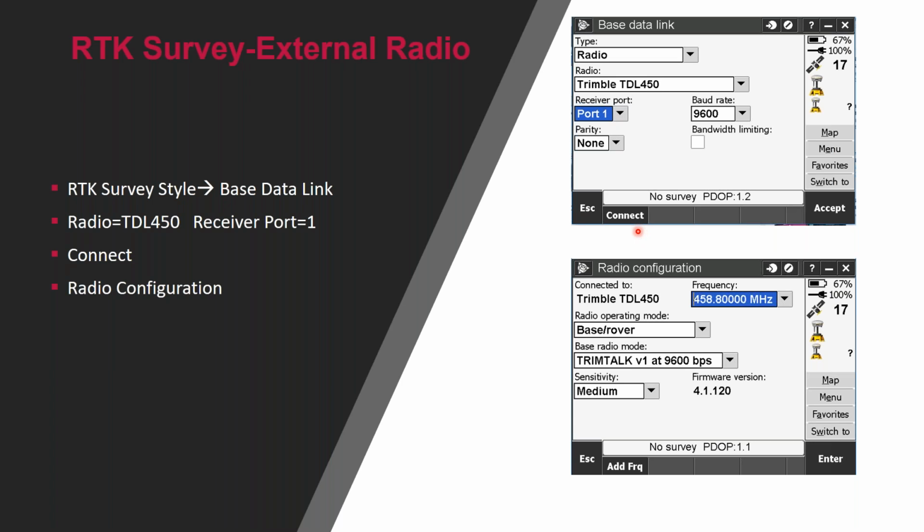Once a connection has been established to the external radio, you can configure your frequency and the operating mode as you did for the internal radio. You can see the settings which I have chosen for my external radio in the screenshot below. Once you're happy, you enter and accept and save your service style, and it will configure your radio for the correct settings, and you will be able to use your external radio for the RTK survey.